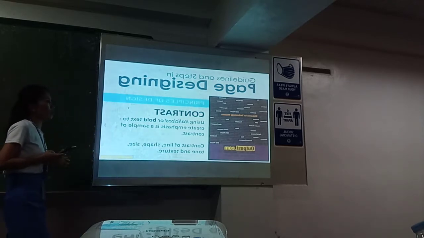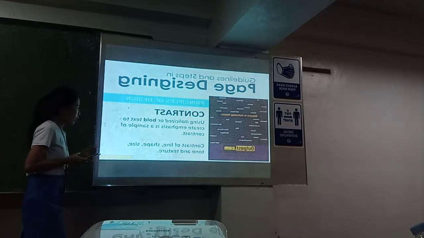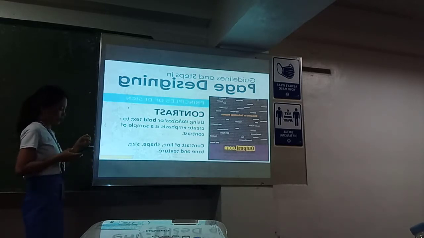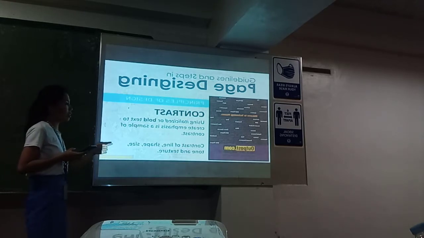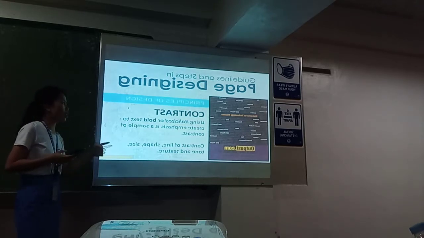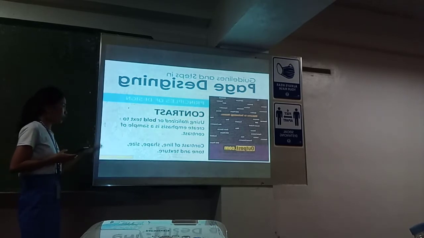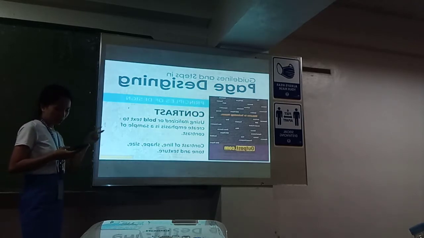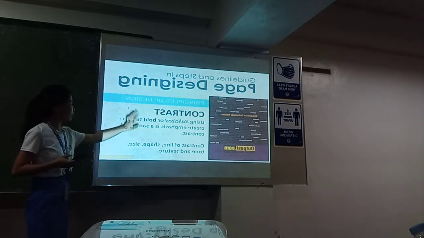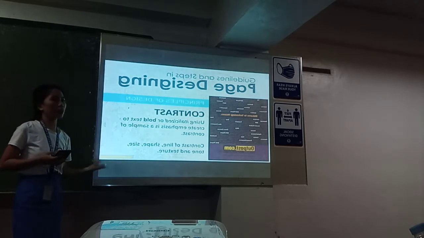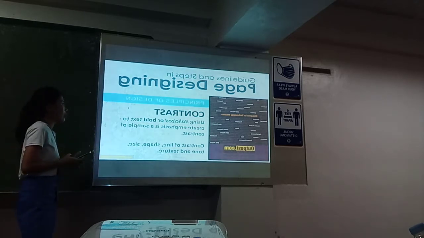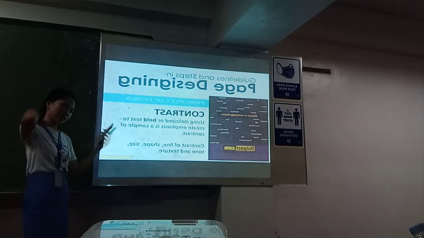And another example is, for example, we have this white background, and then we're going to use black type. This is an example of contrast because white and black is easier to read compared to a brown background and then black type, which is really hard to read. So when I say contrast, the elements are easier to read.